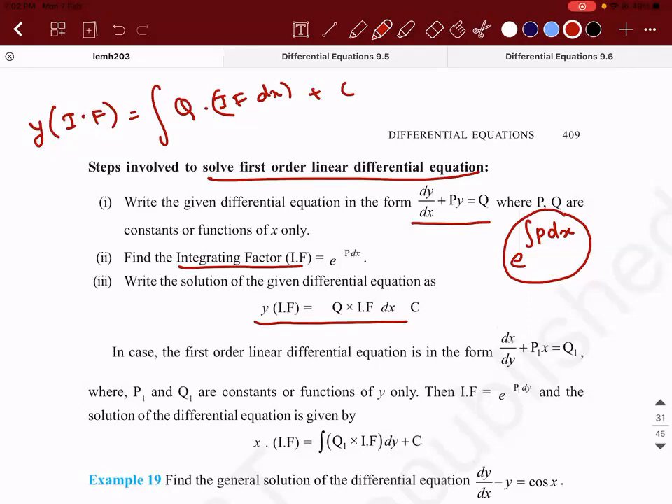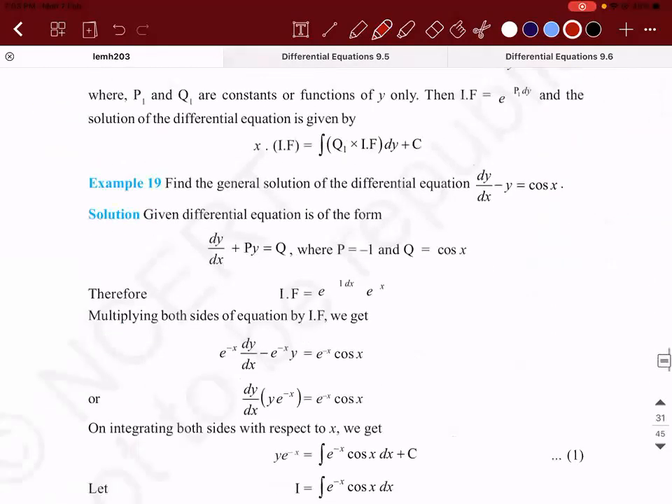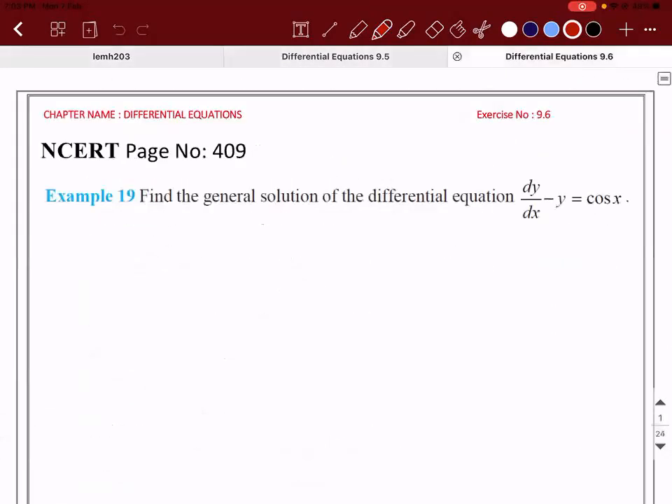Sorry, function of x. Okay. So y into integrating factor will be equal to integral of q into integrating factor dx plus some constant c. Okay, having said this, let me take an example and directly explain how you are supposed to do.